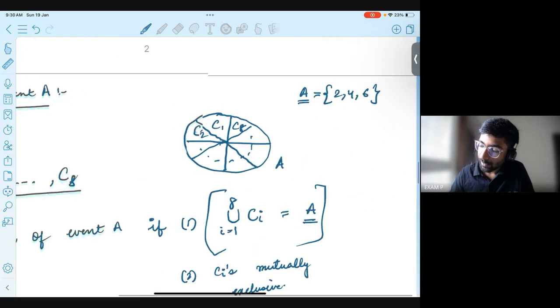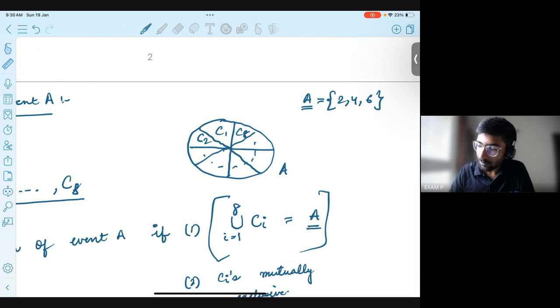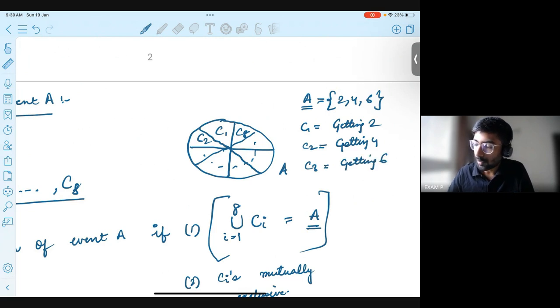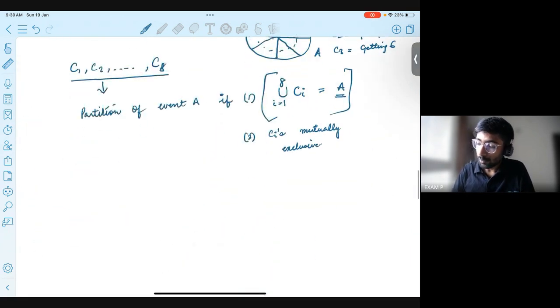So in that case, if you want to partition this, simply call C1 getting a 2 when you throw a die, and then C2 can be getting a 4, C3 is getting a 6. So now clearly this only contains 2, and so on. So 2, 4, and 6. These are all mutually exclusive, and their union will also give you back the entire event and all the outcomes that are contained in event A. Okay, so this is also an important condition that they should be mutually exclusive. The earlier example did not fit.